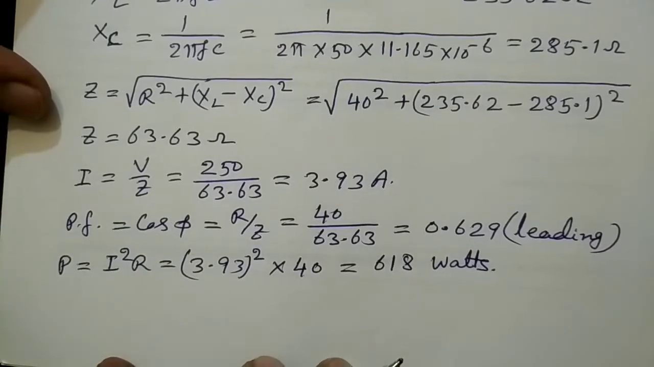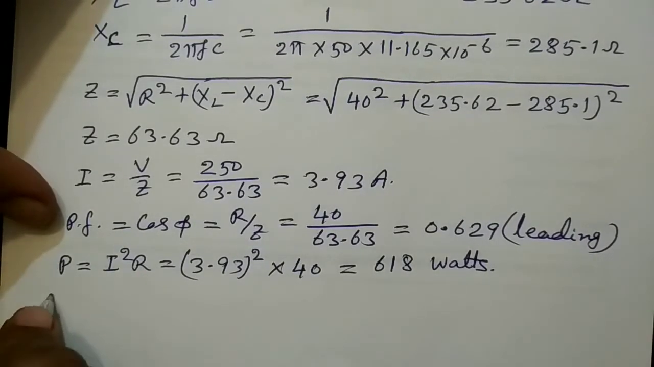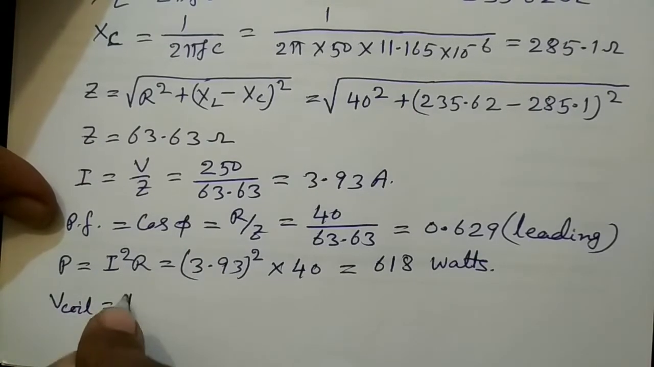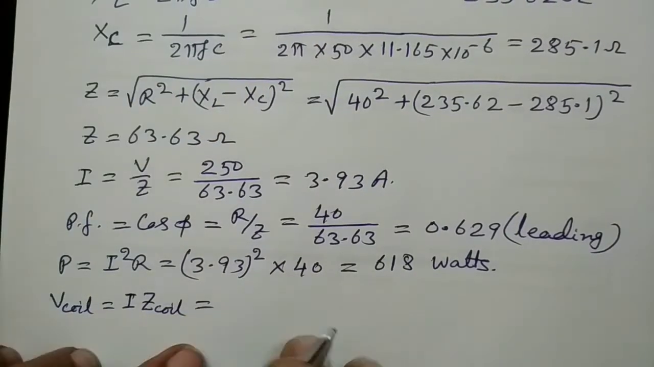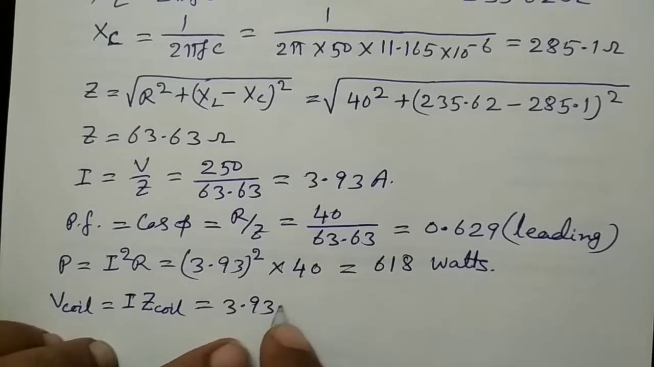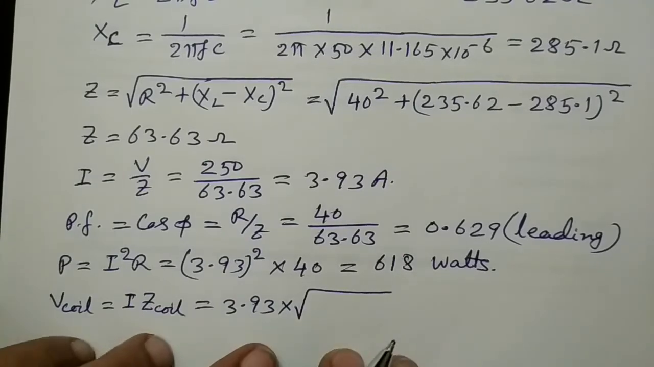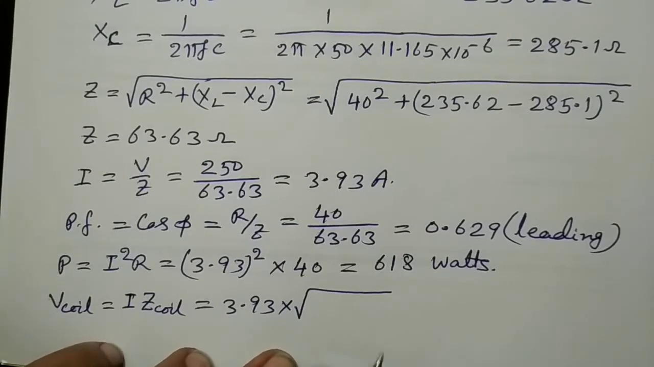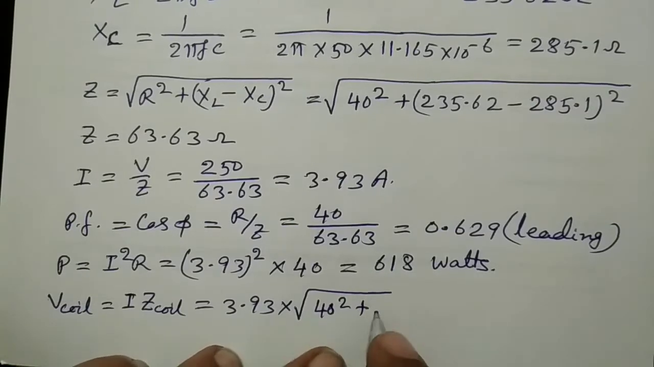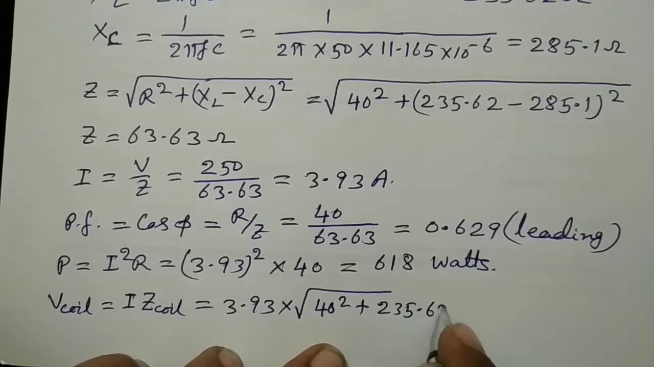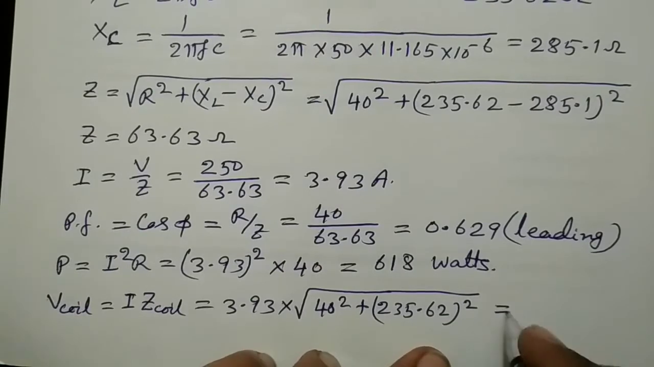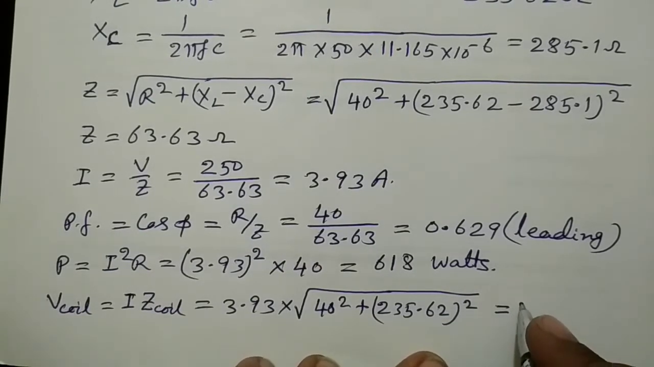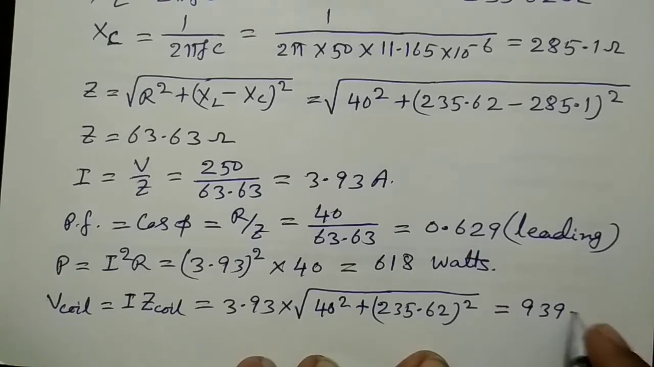And lastly, the voltage across the coil. So the voltage across the coil will be current into impedance of the coil. Here the current is 3.93 and the impedance of the coil means it is a combination of resistance and inductive reactance only. So it will be 40 square plus, we have already calculated the inductive reactance, that is 235.62 whole square. And after solving this, the value of the voltage across the coil will be 939.2 volt.